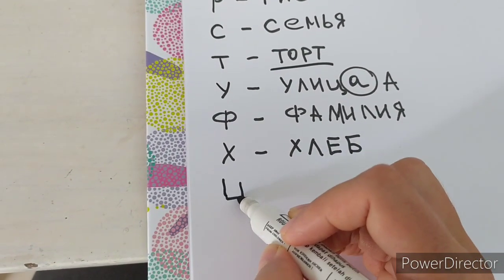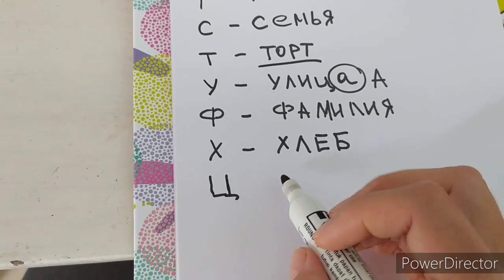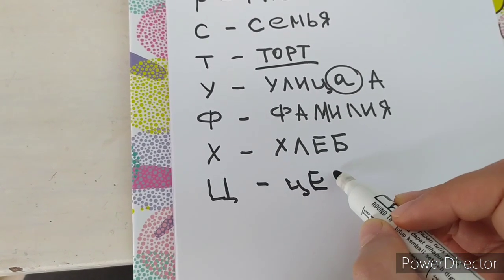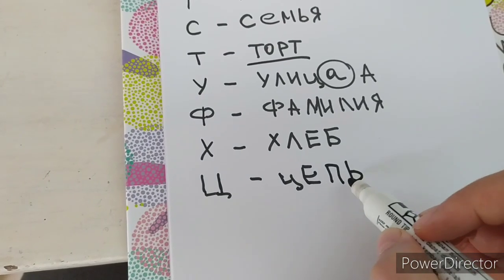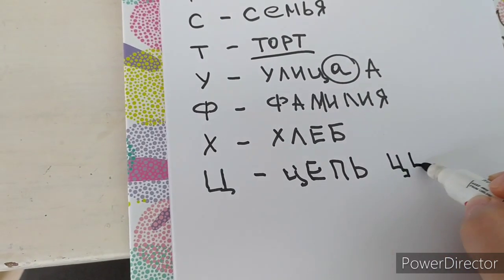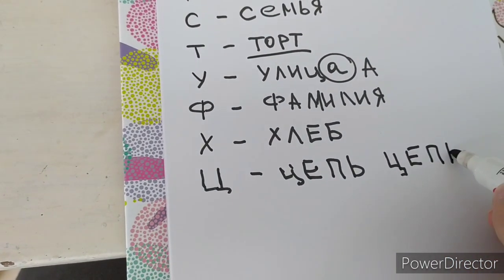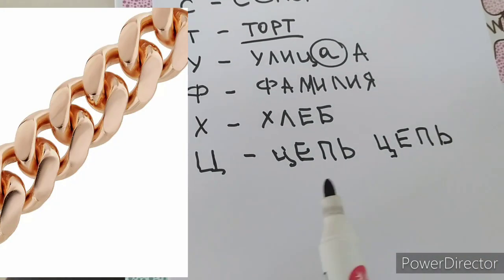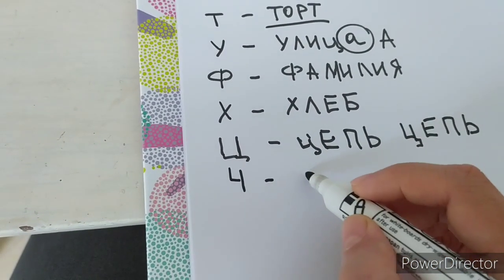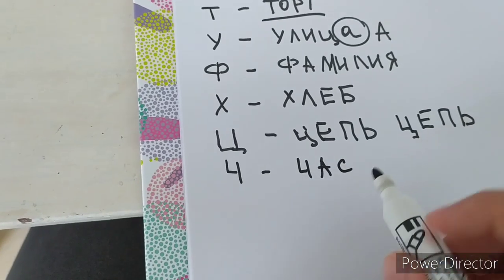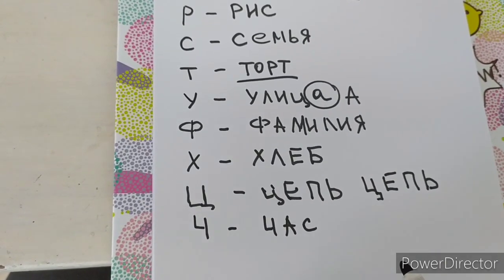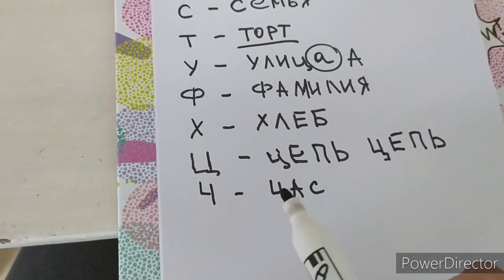Ц. For example, my bad writing. Цепь. Let's write again. Цепь. Chain. Yeah? Цепь. Час is a very important word for you. Час means an hour. Yeah, час.